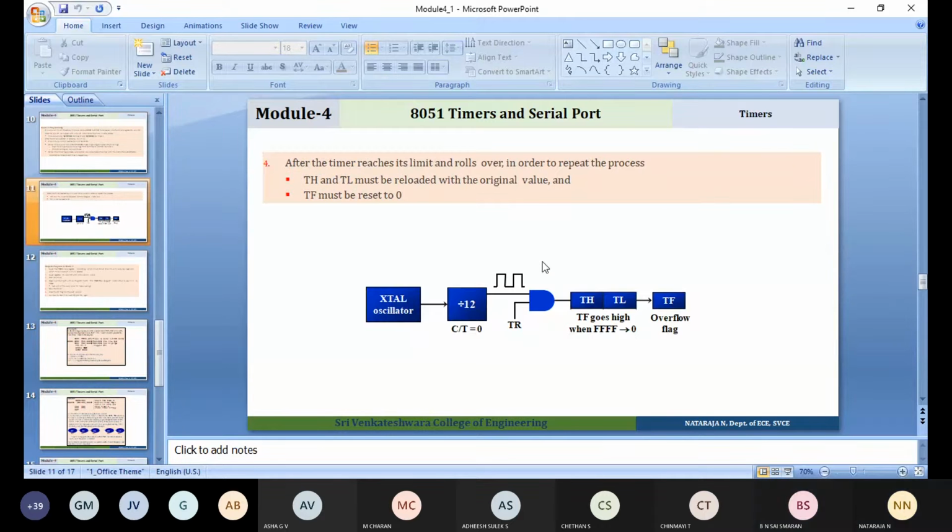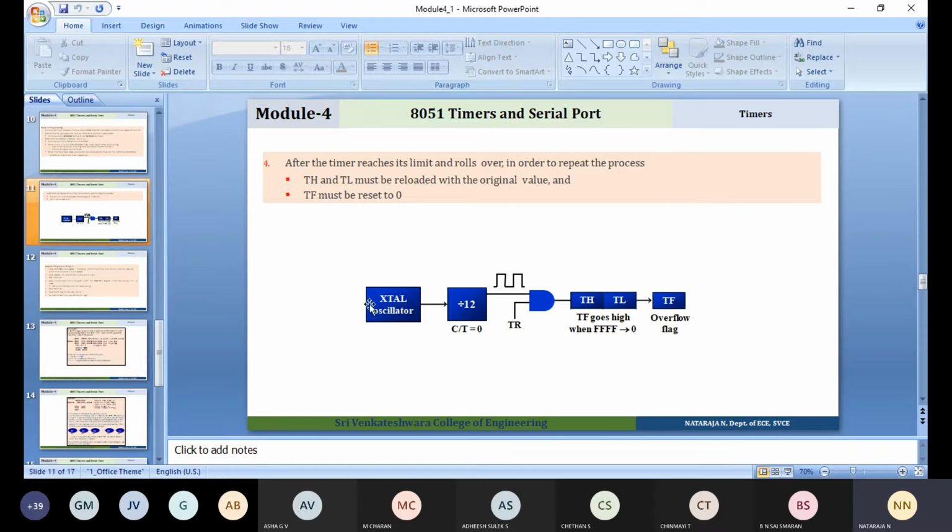This is the basic block diagram for your mode 1 programming. We don't know whether it is timer 0 or timer 1. It may be either timer 0 or timer 1, based on the input bits we give.